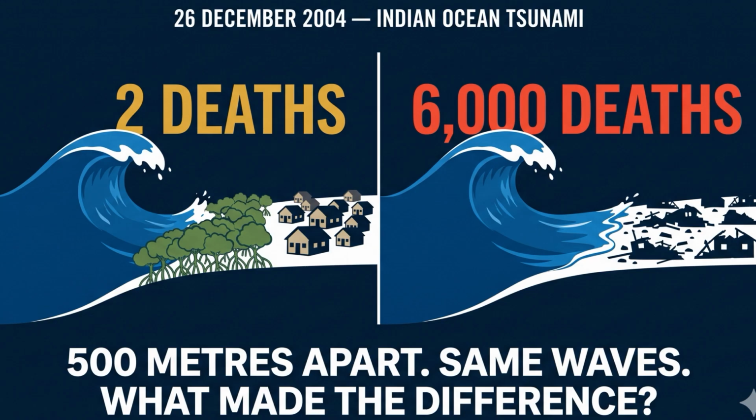In Cuddalore, India, 2 villages were hit by the same waves on the same morning. One village lost 2 people. A village 500 meters away lost 6,000. Same event, same waves, 500 meters apart. What made the difference? The answer is the subject of this video.